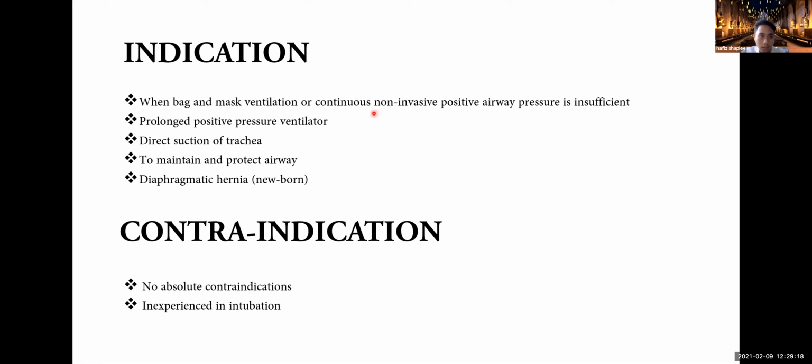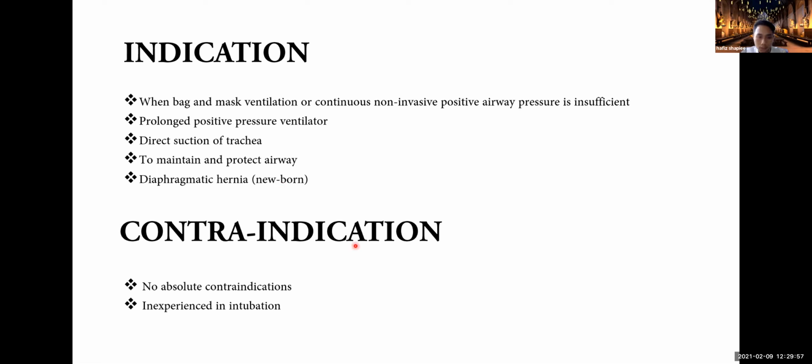Other indications are prolonged positive pressure ventilation, direct suction of the trachea when coughing is not enough to eliminate the fluid inside the respiratory tract, and to maintain and protect the airway. For example, when someone undergoes surgery under general anesthesia. It is also indicated for diaphragmatic hernia. For diaphragmatic hernia, we cannot use bag and mask ventilation because it will cause distension of the stomach and the intestine and affect the respiratory system.